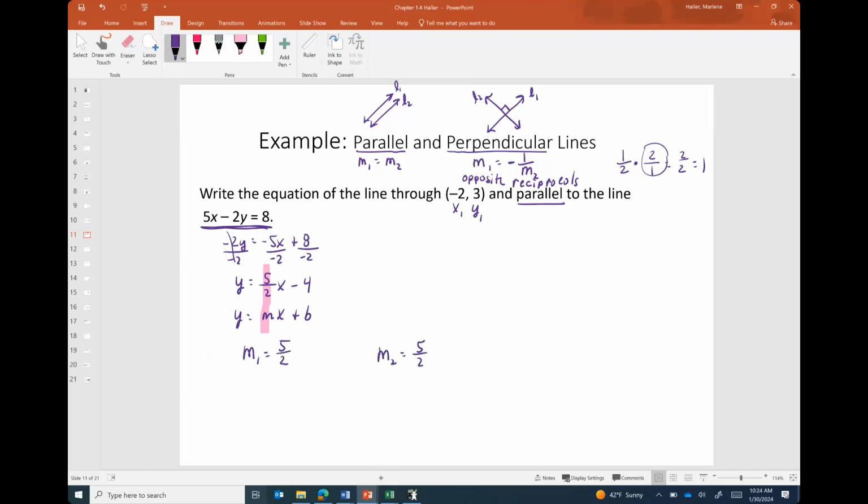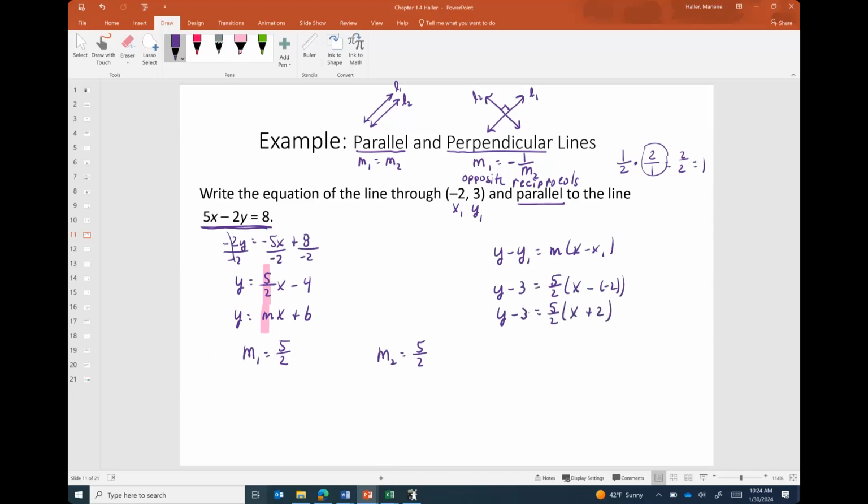All right, so to find that equation, let's use our point-slope form: y minus y1 is equal to m times x minus x1. We now know the slope is 5/2, and we do know an x and y coordinate of a point on that line. So we'll say y minus 3, for y1, is equal to m, that's 5/2, times x minus x1, which is -2. Okay, simplify that a bit. We have y minus 3 is equal to 5/2 times x plus 2.